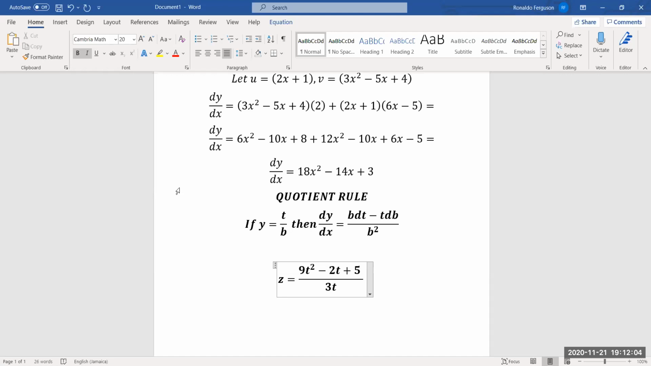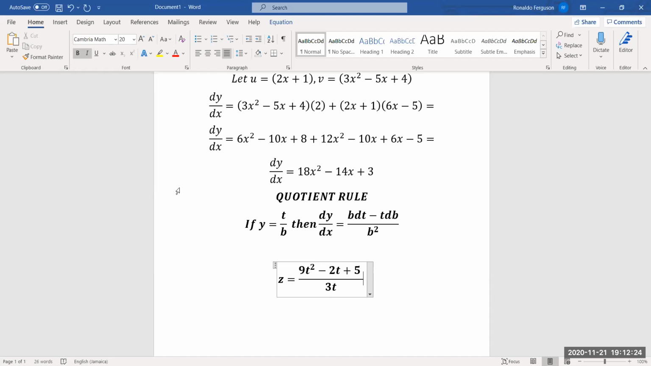Quotient rule is you start with the bottom times the differential of the top, minus the top times the differential of the bottom, over the bottom squared. So you're going to have to study those rules. Product rule, quotient rule, composite rule. So much to study, but we can do it.